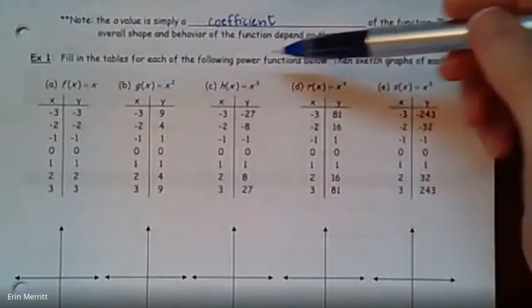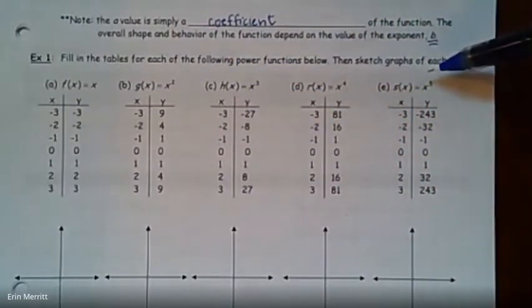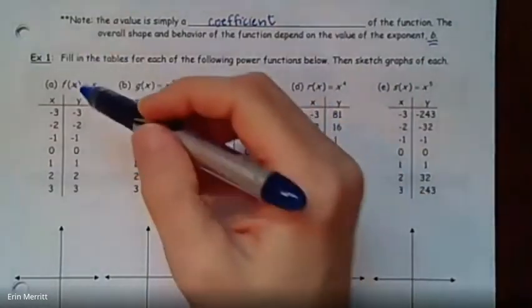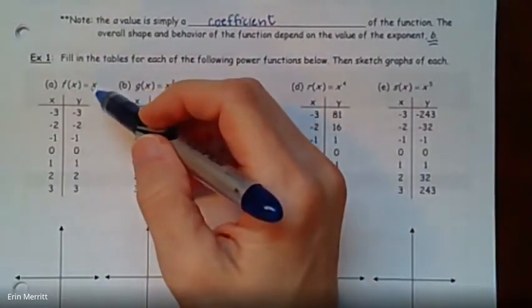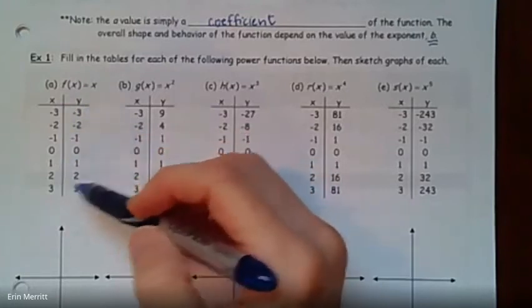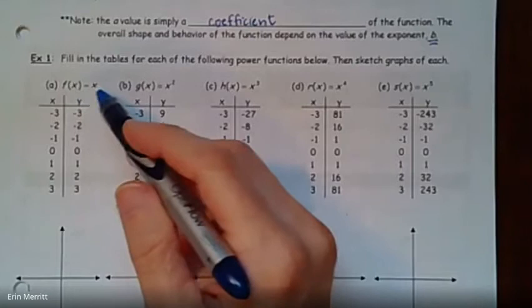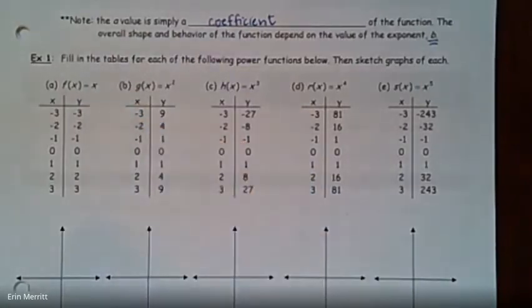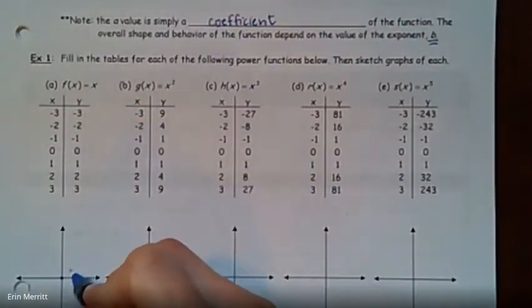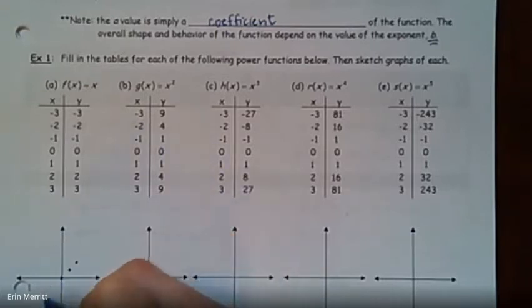It says fill in the tables for each of the following, but the tables are actually done for you. That was just for time's sake. So when you have the first function, f of x equaling plain old x, right? You can see all the x's and y's match. So if we were to sketch that, think about what the line y equals x looks like. It's that perfect diagonal where 0, 0, 1, 1, 2, 2, and so on. So you just end up with this.